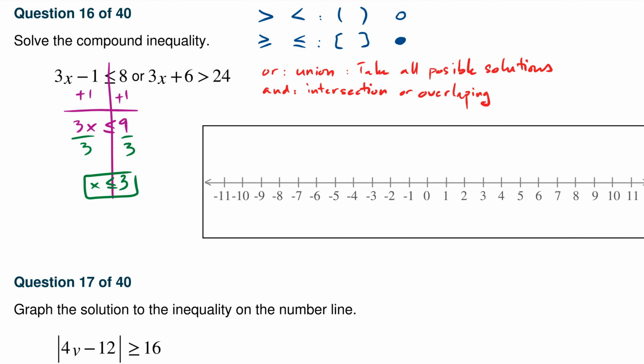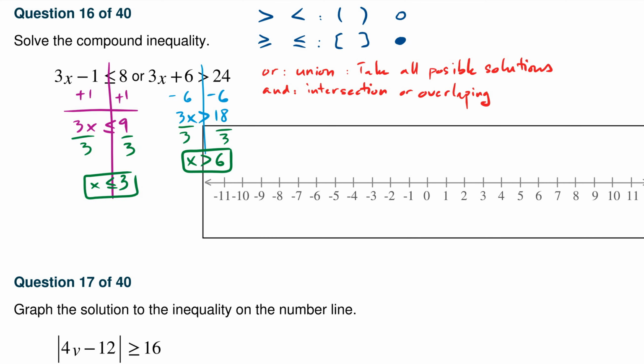Okay, and we're going to do the same on the second inequality. So what we're going to do is subtract 6 on both sides. 3x greater than 24 minus 6, which is 18, right? And then we divide by 3 on both sides. That will give me x greater than 6.